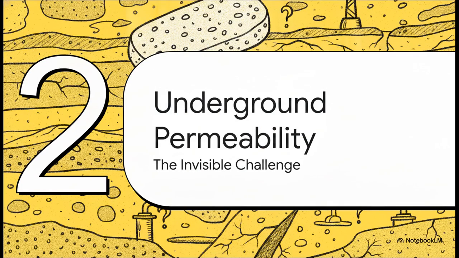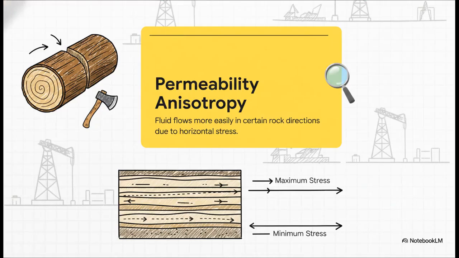Moving right along to part two, underground permeability. Because, spoiler alert, the Earth is not just a perfectly uniform sponge. So, let's talk about permeability anisotropy. I know, it sounds like a massive mouthful, right? But honestly, you can just picture it like the grain in a piece of wood.